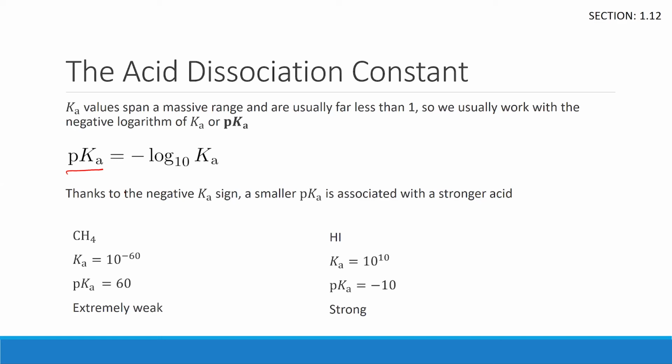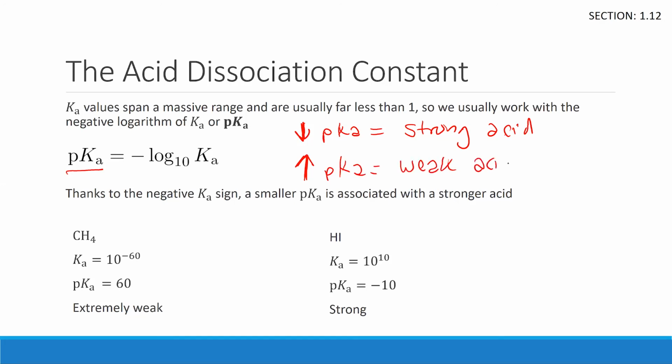So that means that if we have a small pKa, that means also a big negative number, but a small number in general, that equals a strong acid. So it's the opposite rules. And a large pKa equals a weak acid. So remember, the rules are opposite. A large Ka is a strong acid, and a small pKa is a strong acid.